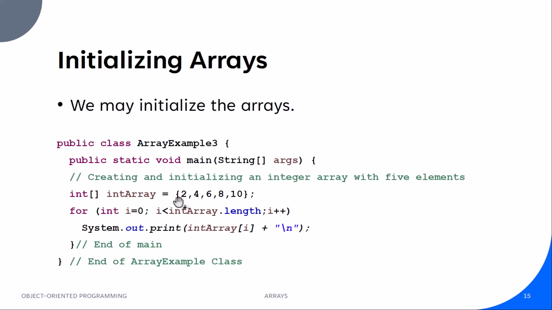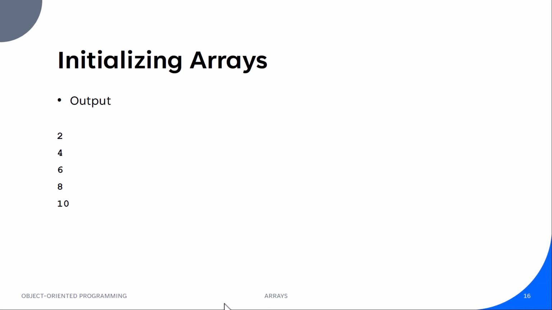We are going to use the curly braces, and then we are going to assign a value to each element of this integer array, such as 2, 4, 6, 8, and 10. And then we are going to print the values of these array elements. Naturally, the output of this program would be 2, 4, 6, 8, and 10.